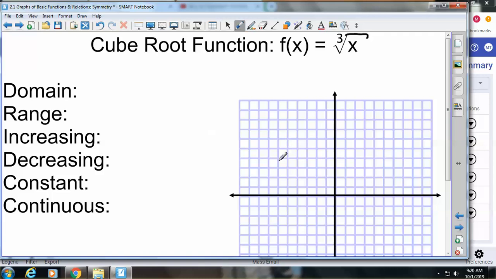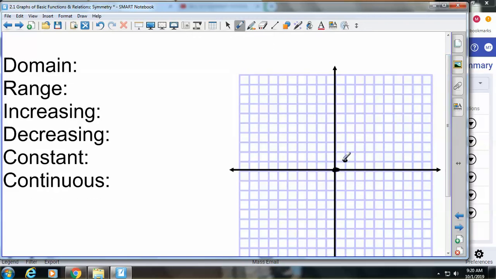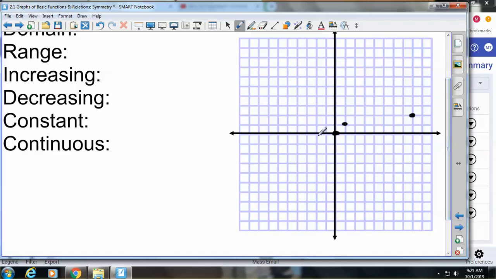So if I start with 0, the cube root of 0 would be 0. Cube root of 1. Cube root of 2. Can we do that? Is it pretty? No, we could do it, but it's not nice. What would be one we could do the cube root of? 8. 8 would give us 2. All right, negatives. Cube root of negative 1. Negative 1. Cube root of negative 8. Negative 2.